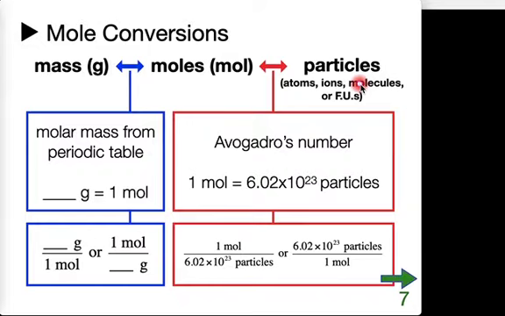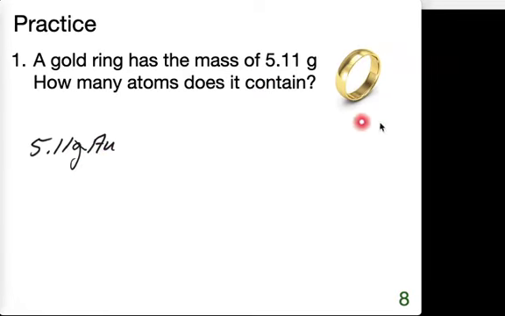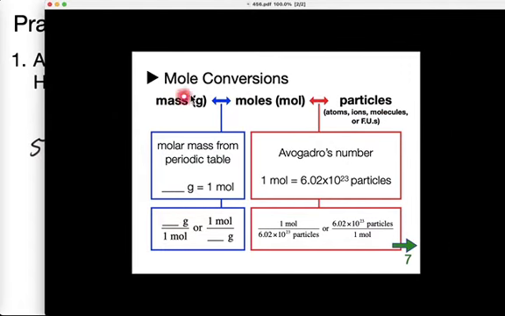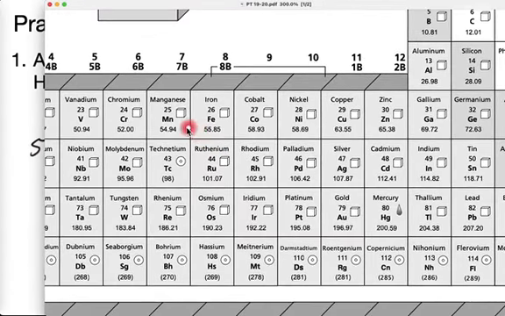Okay, so the first problem, a gold ring has the mass of 5.11 grams. How many atoms does it contain? Now remember, with all dimensional analysis problems, you always know where to start. You start by writing down what you're given. So we're given 5.11 grams of gold. Now, in order to convert grams to moles, we need to know what the mass is of 1 mole of gold. And for that, we need to go to the periodic table and find gold.